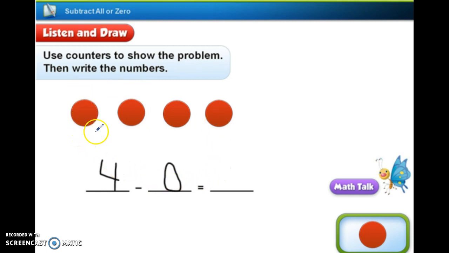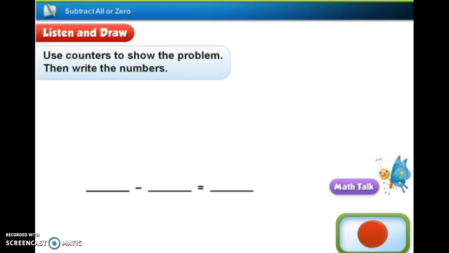How many counters do we still have left? Let's count them. 1, 2, 3, 4. We have 4 counters left. So 4 take away 0 equals 4. Excellent. Let's try another one.